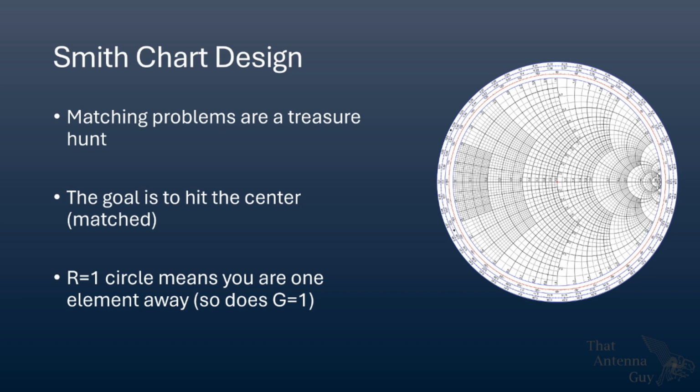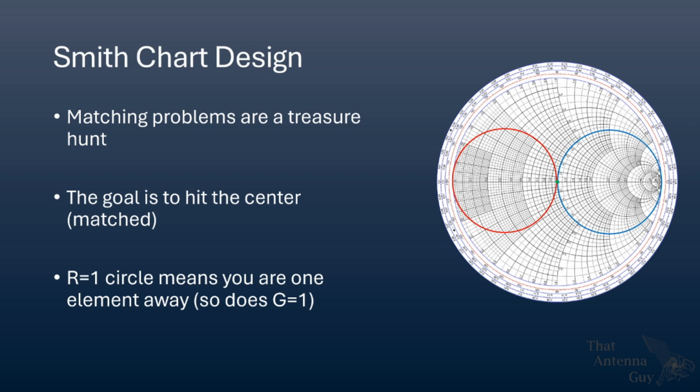With any matching problem using the Smith chart, I like to think of it as a treasure hunt, where our goal is to hit the center, which is matched. But that also means that if we ever hit the r equals 1 circle, we are only one lumped component away from a matched network. Also, if we ever hit the g equals 1 circle, all we have to do is flip, and then we are one element away from a matched network. So when doing a matching problem, either one of these can be our target to approach a better match.